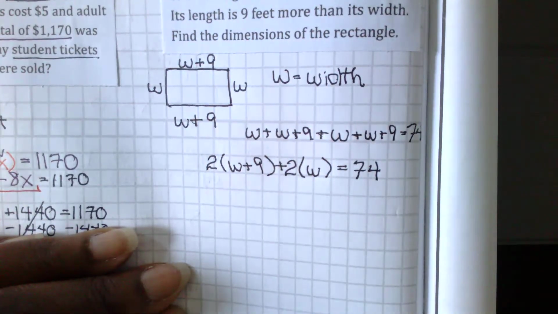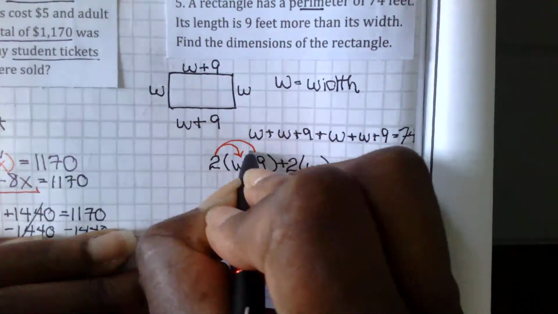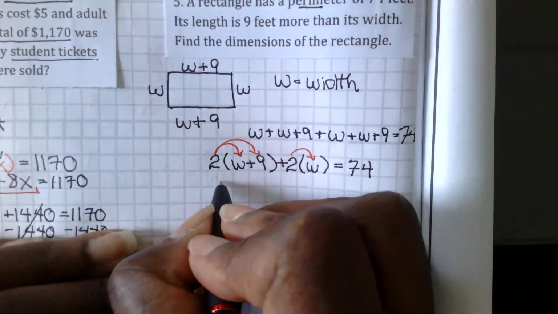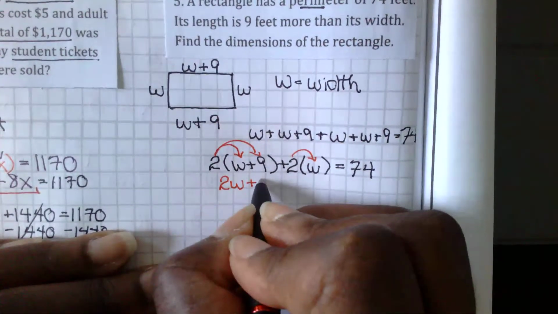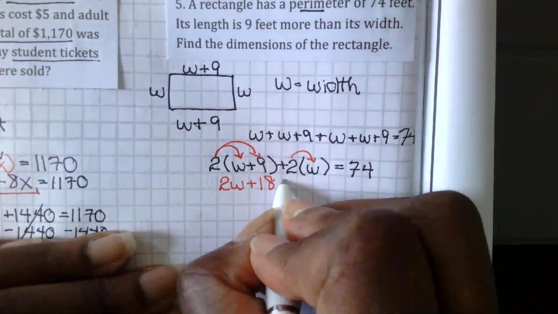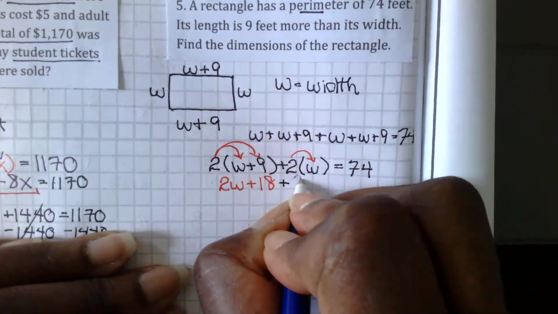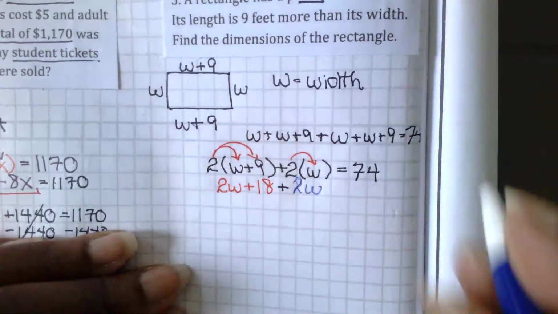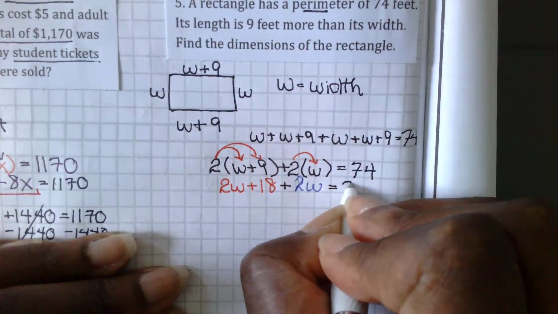So when you distribute, you have 2 times W and 2 times 9. So 2 times W gives me 2W, plus 2 times 9 gives me 18, plus 2 times W, which gives us 2W, and it's going to equal 74.